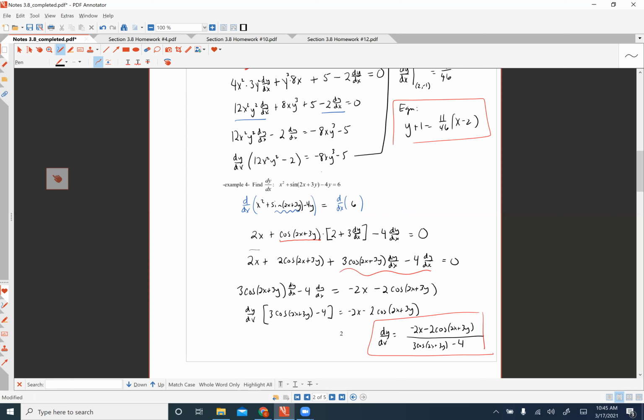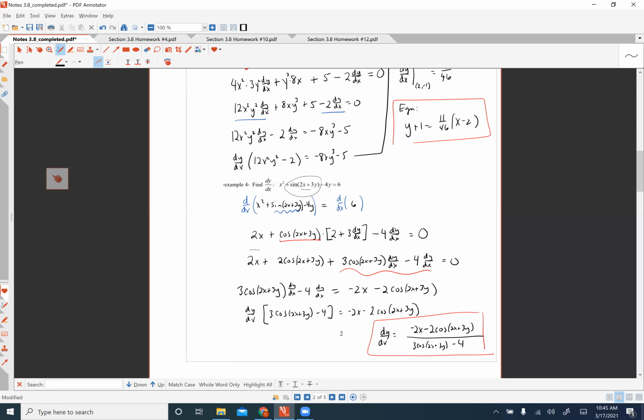And now this is the challenging part, the most challenging part of this problem. We want to take the derivative of sine of 2x plus 3y. So we're going to use the chain rule. We know the derivative of sine is cosine, so we get cosine of 2x plus 3y. But now we have to take the derivative of that input argument, which is 2x plus 3y.